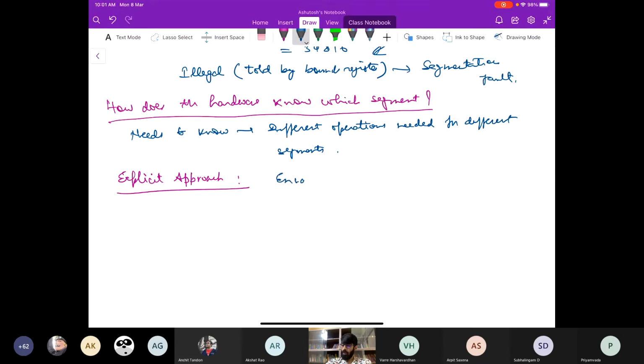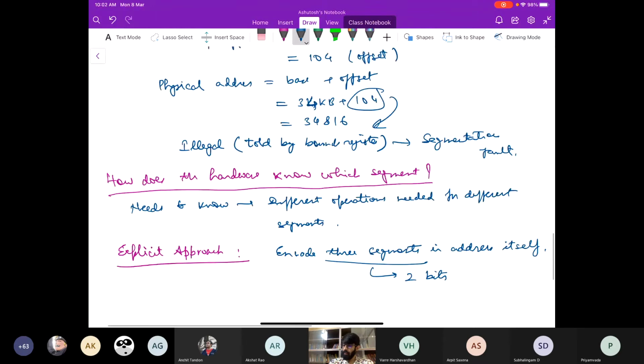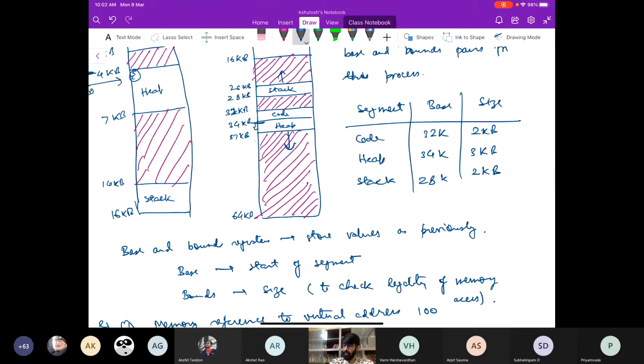So encode 3 segments in the address itself. Okay. And how many bits is it going to take? 2 bits, right? In 1 bit, you cannot encode 3 segments. So here we had the address space to be 16 KB. So 16 KB is 14 bits.